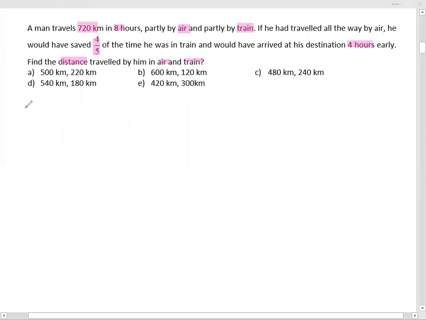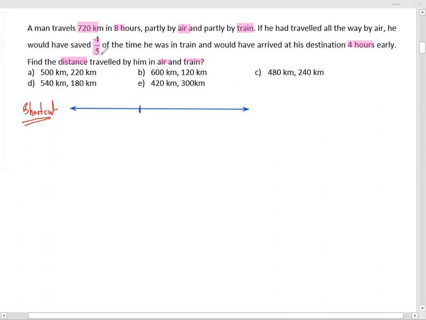Now directly we are moving to the technique which is definitely important, that is shortcut. Shortcut technique, understanding the entire information and applying that properly. Here are some of the key things that we need to understand. Let me imagine that the distance is like that. It is the entire distance. And here I don't know how much train, how much air. Let's say this is moving by train and this is by air.